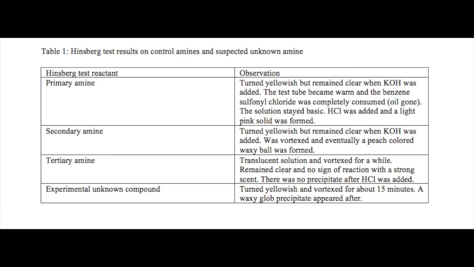The primary control was clear and yellowish, then when acid was added, a precipitate was formed. The solution was light pink. The secondary control was yellowish as well, and after being vortexed, a peach-colored waxy ball of precipitate was formed. There was no sign of reaction for the tertiary amine, even after acid was added to solution. The unknown amine was vortexed for about 15 minutes, when finally a waxy globular precipitate was formed. This suggests that the unknown compound is a secondary amine.